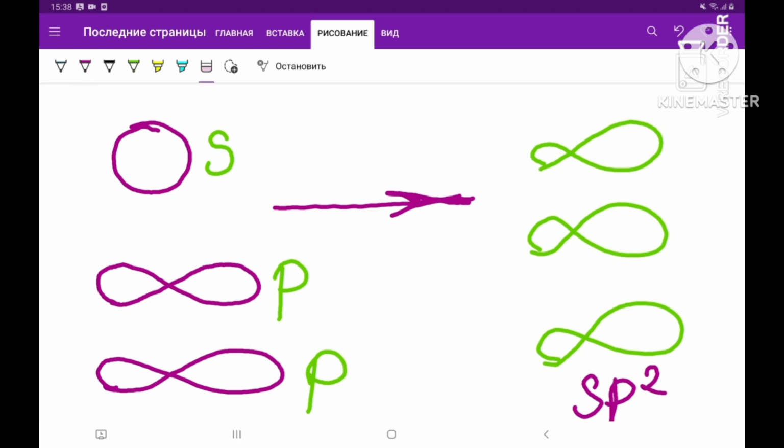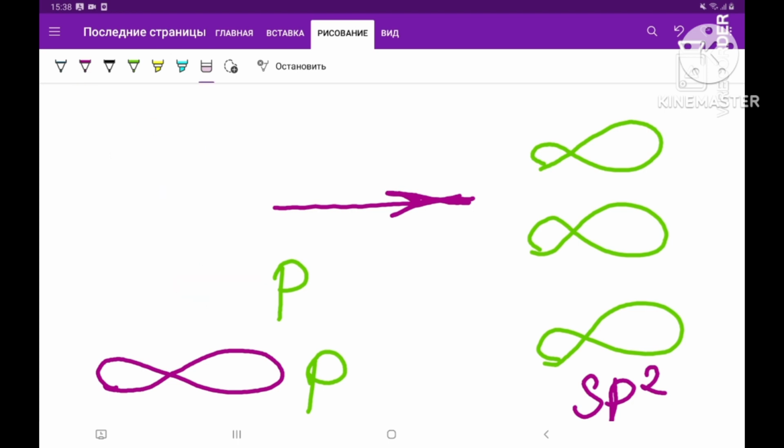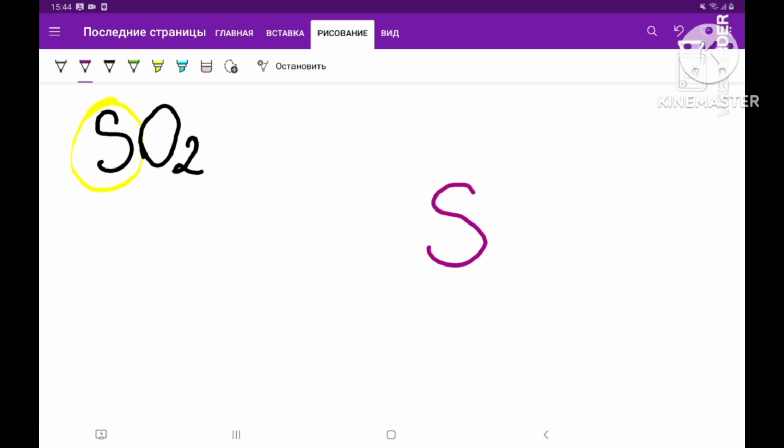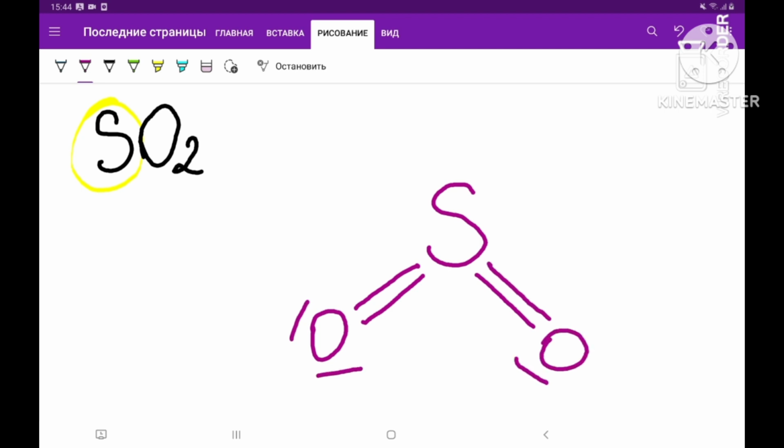And now let's take examples. For instance, we need to find the hybridization of SO2. In order to find it, we have to draw the Lewis structure. Let's draw a Lewis structure with all electron pairs. And in order to find how many hybrid orbitals we have, we have to count the number of bonding areas, or let's say number of electron areas.